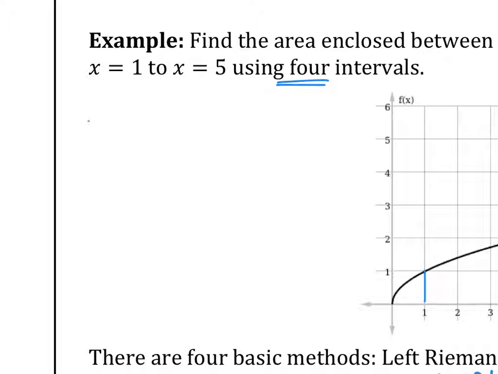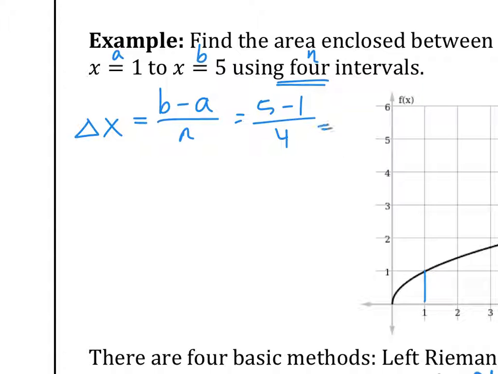Or the size of the length of the base, delta x, is the same as the end point minus the starting point over how many intervals they want you to have. Okay, so this is the end point, this is the starting point, and this is the number of intervals. It's pretty intuitive. You take the end minus the beginning and then divide by how many they want you to have. So this is 5 minus 1 over 4, which is 1. So each one of those rectangles is going to be 1 wide.